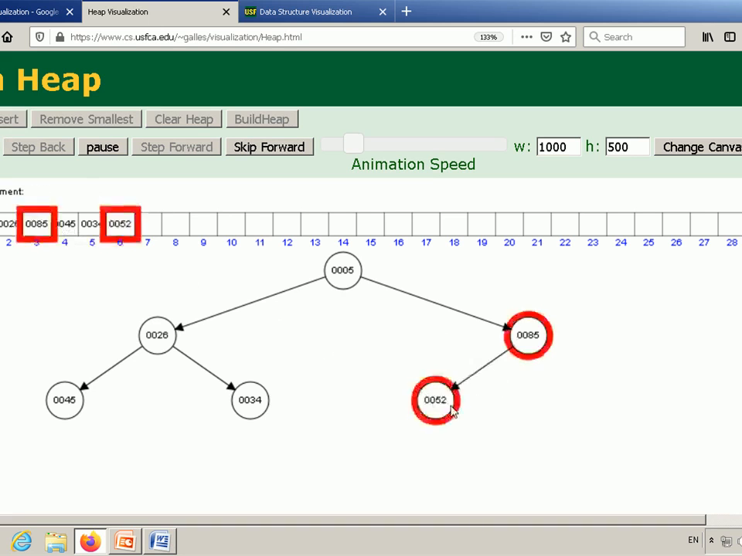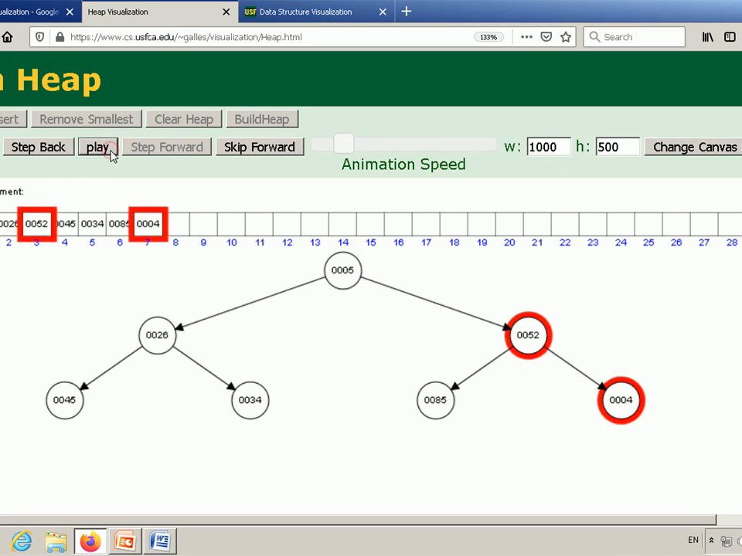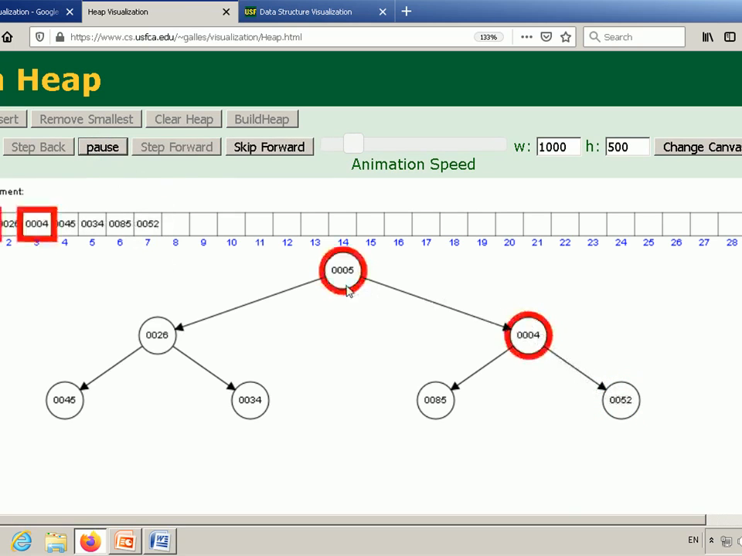52 goes to the left of 85, need to swap them. Insert 4. Now 4 will go to the right-hand side of 52, and both will get compared. 4 is less than 52, so need to swap them by calling the reheap up. Then 4 will be compared with 5, wherein 4 is less than 5, so need to swap them. So this is how a min heap will be constructed.